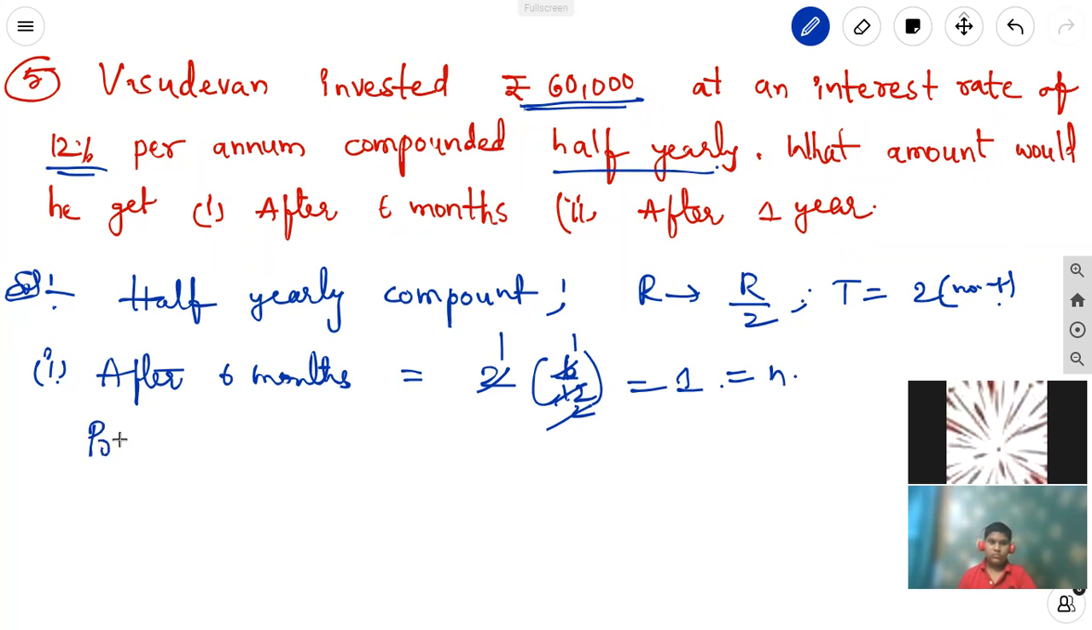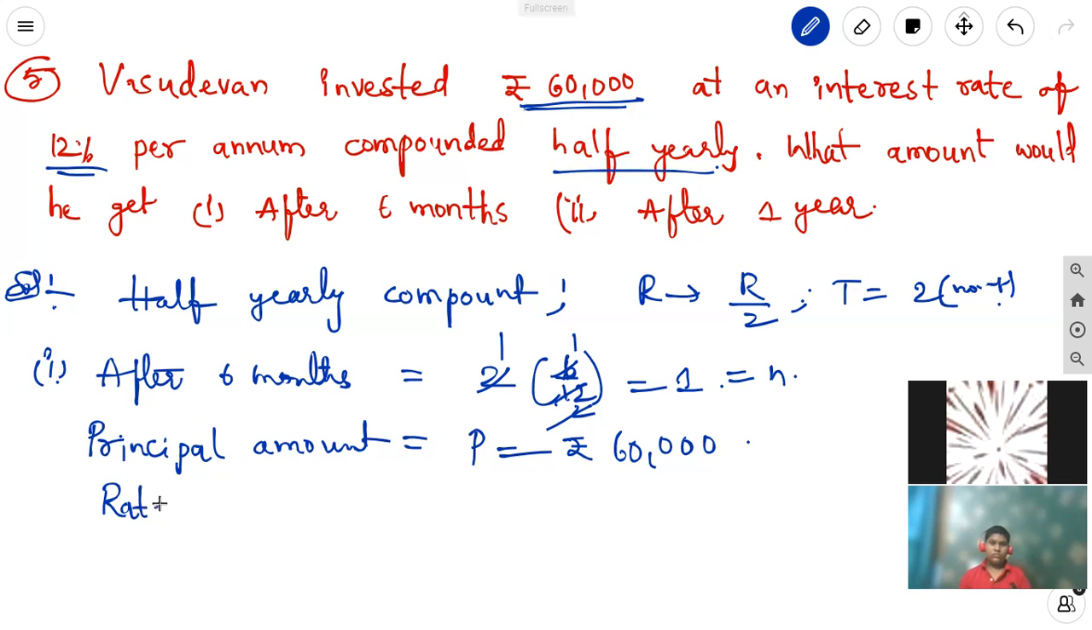Next, the principal amount. Principal amount P is equal to 60,000 rupees only. Next, rate of interest.